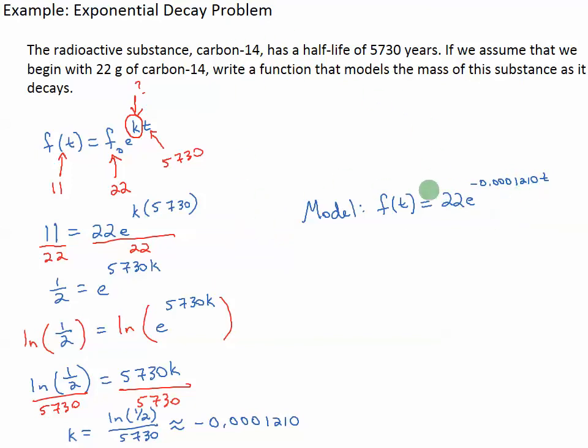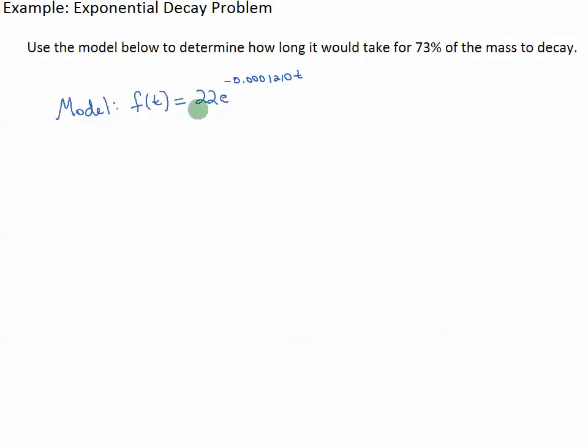Let's take a look at a question that we could answer using this model. Okay, so we want to use this model now to determine how long it would take for 73% of the mass to decay. This is kind of a tricky question for a lot of people. One thing we know is that our starting mass is 22 grams. We need to know this mass after a certain period of time. Now, time is the unknown here. The question is how long. So time is the unknown.